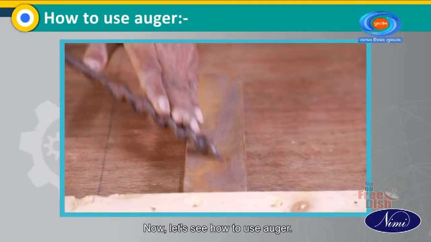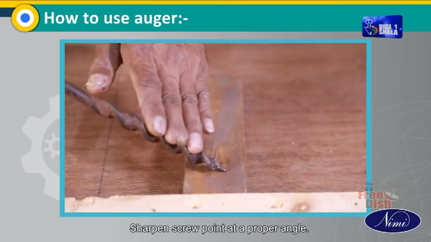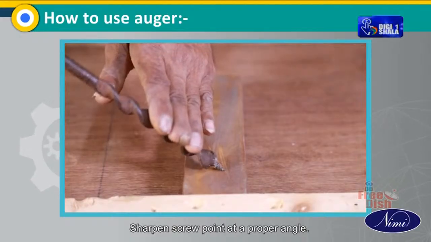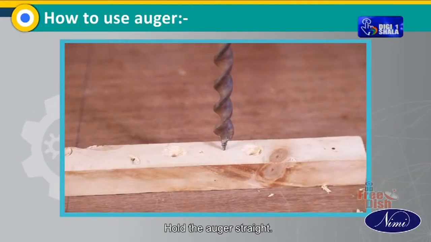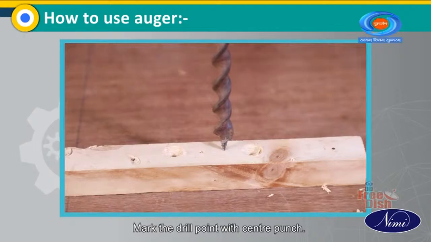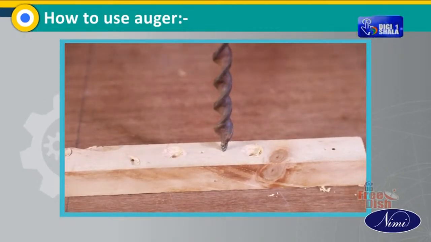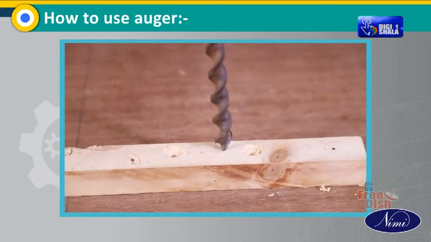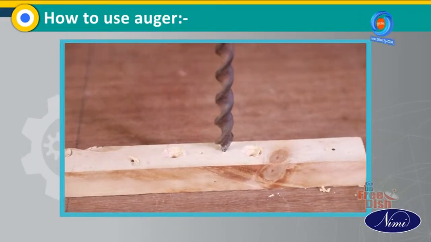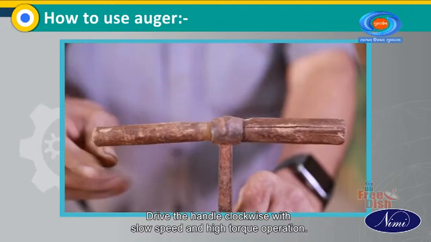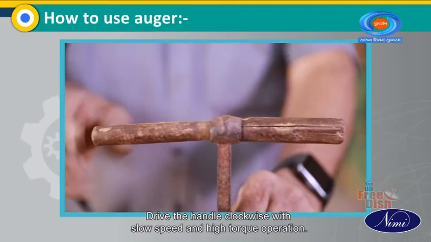Now, let's see how to use the auger. Sharpen the screw point at a proper angle. Hold the auger straight. Mark the drill point with a center punch. Drive the handle clockwise with slow speed and high torque operation.